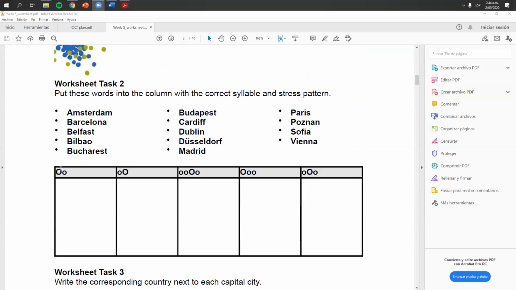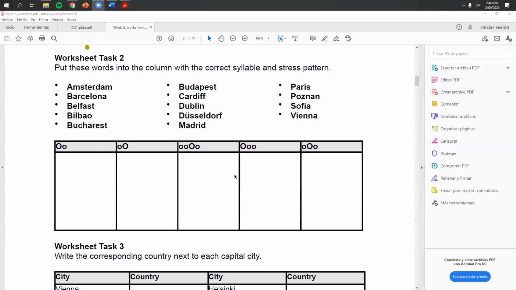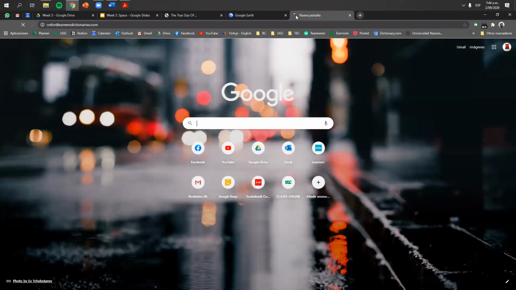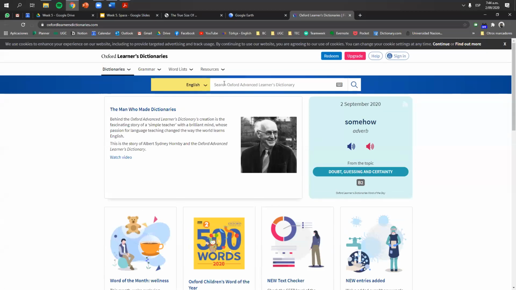Okay, so as you can see here, we have 5 different stress patterns. And now we have these cities in Europe, right? We have a number of cities in Europe. So what we've got to do now is classify these words according to the stress patterns. So how can you do that? First, you can just say the word, for instance, Barcelona, but if you're not sure about that, my suggestion, as always, is to look it up in this dictionary, right? So for instance, this is one of the cities.